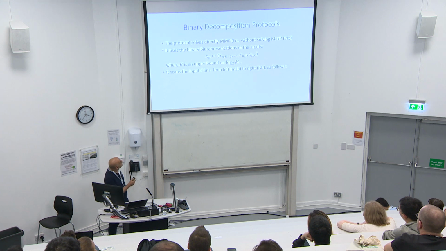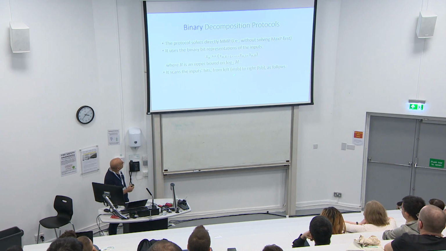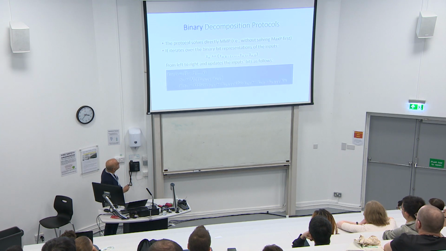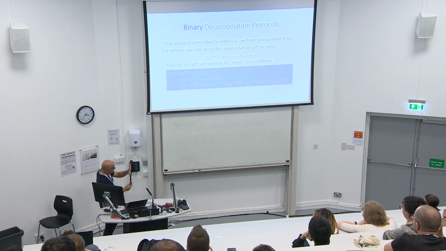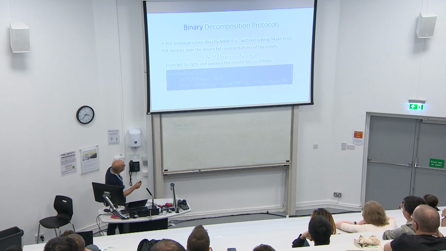So suppose that capital B is an upper bound on log 2 of all the inputs, of the maximum. And of course, each input can be represented in binary by B bits. And that protocol scans the input bits, from left, MSB, to right as follows. It does this computation from position B-1 to position 0. It computes some control bit that we call SB, using that formula. And that control bit decides how we shall update the bits in the next column, namely when you go to the left, either by this update procedure or by this update procedure.